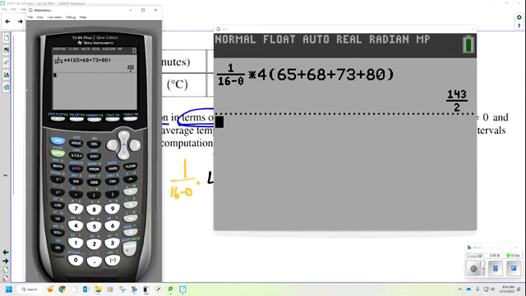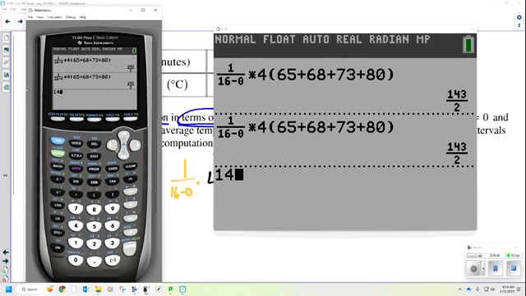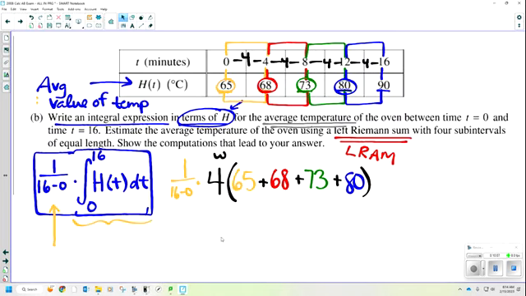Why does that not seem right? 65, 68, 73, and 80. What is this? It's in fraction form. I could leave it like that, I suppose. But I'm going to actually take 143 and divide it by 2, and we get 71.5. Okay, that looks a little bit better to me. But again, 143 over 2 is acceptable. But we got 71.5.